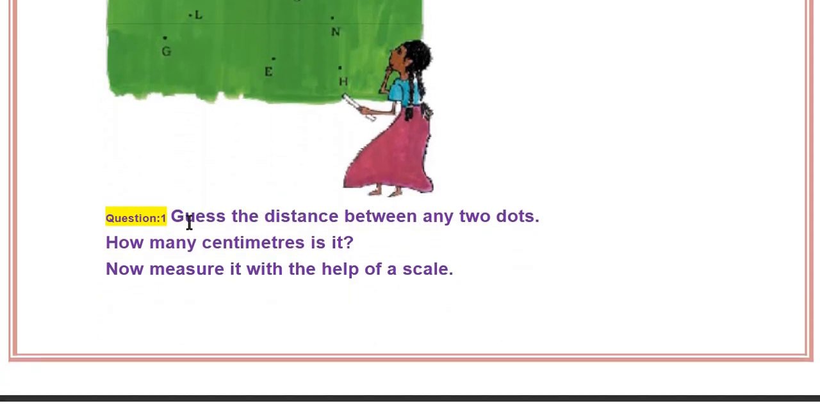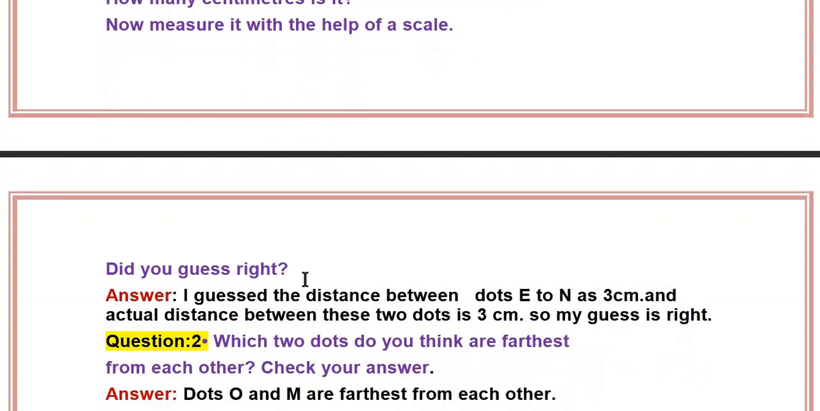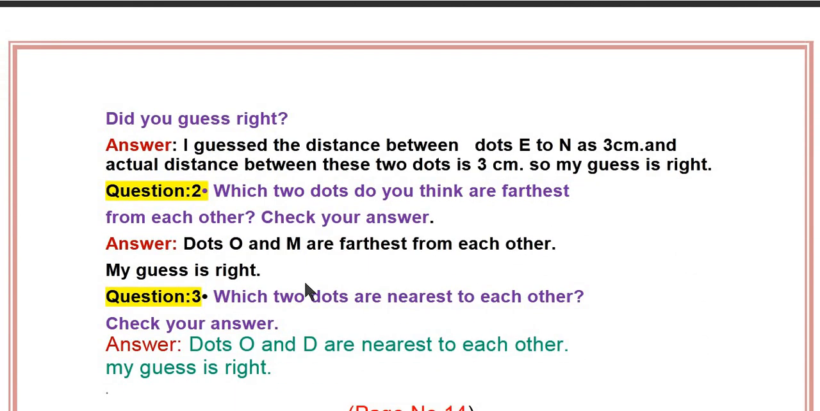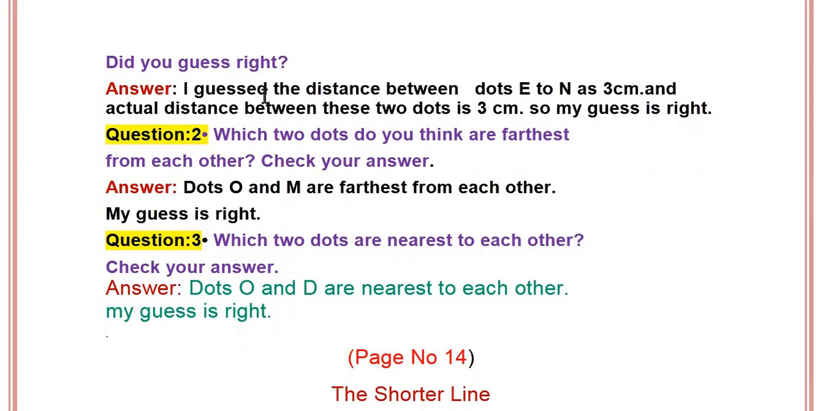First question, guess the distance between any two dots. How many centimeter is that? Now measure it with the help of a scale. So first of all, did you guess right? Answer 1. I guessed the distance between dots E to N as 3 centimeter and the actual distance between these two dots is 3 centimeter. So my guess is right.